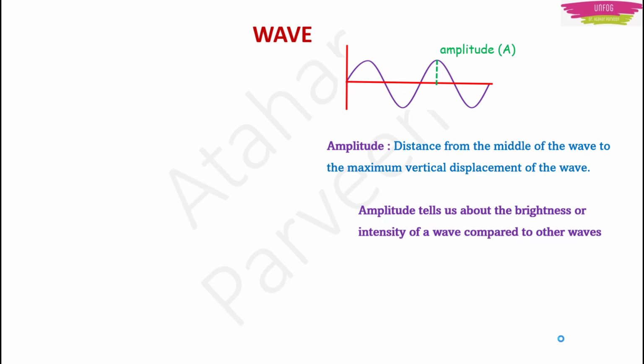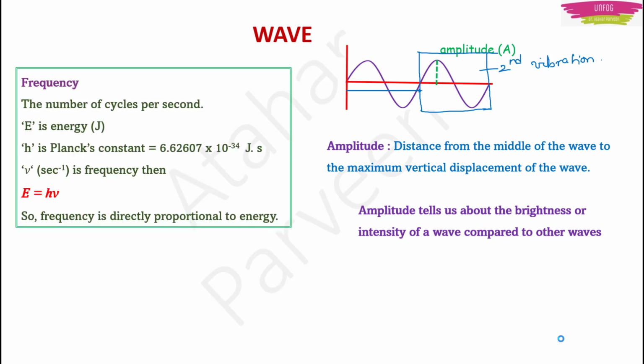Now let's talk about frequency. Here, this is one vibration, right? One vibration or one oscillation. Then this one will be the second vibration or second oscillation. Now these are numbers of cycles, right? One vibration is one cycle, second vibration is second cycle, isn't it? And it will go on. This wave will have n number of cycles. The number of cycles occurring per second is known as frequency. The symbol for frequency is nu, a Greek letter, and the unit is hertz, H-E-R-T-Z, or per second.